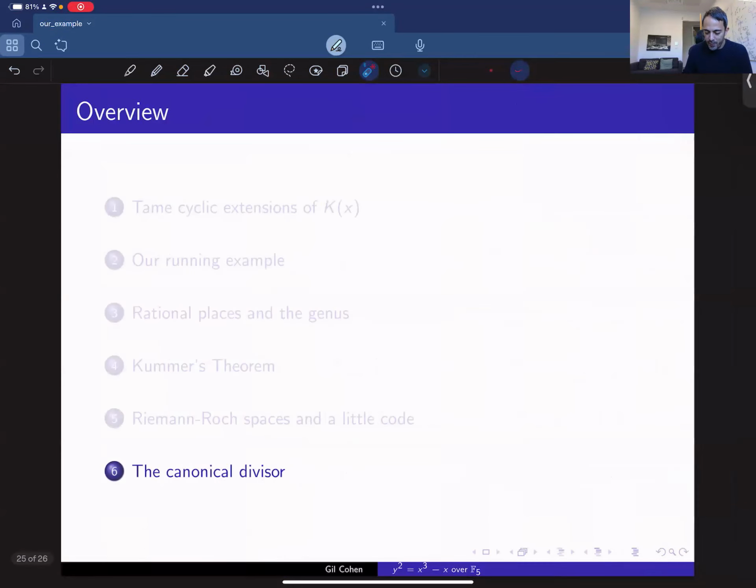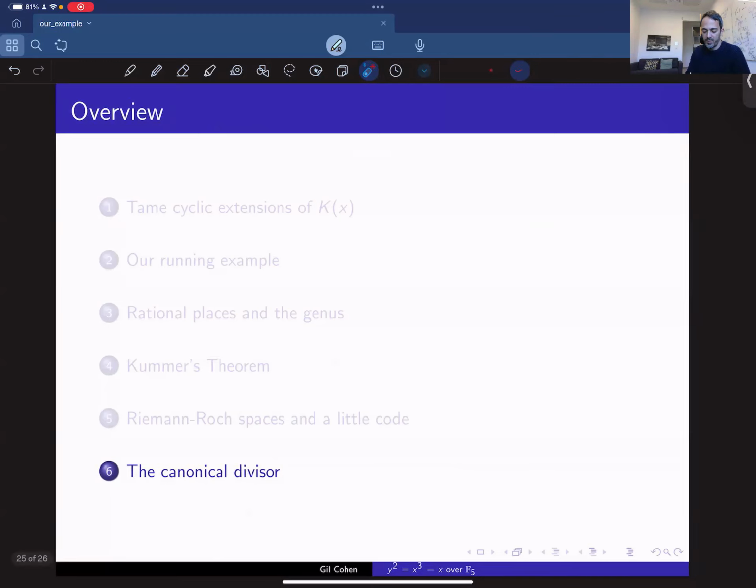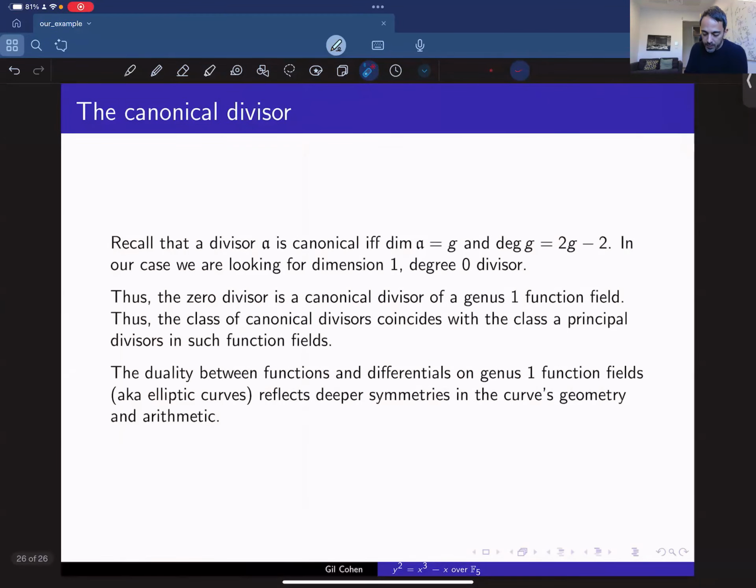Now, let's finish this example. Actually, we're going to delve deeper into that example in the next unit, but let's finish this particular video by talking about the canonical divisor of our function field. The canonical divisor is a difficult object. It's the divisor corresponding to a differential, and differentials are kind of abstract. They are based on models which are abstract by themselves.